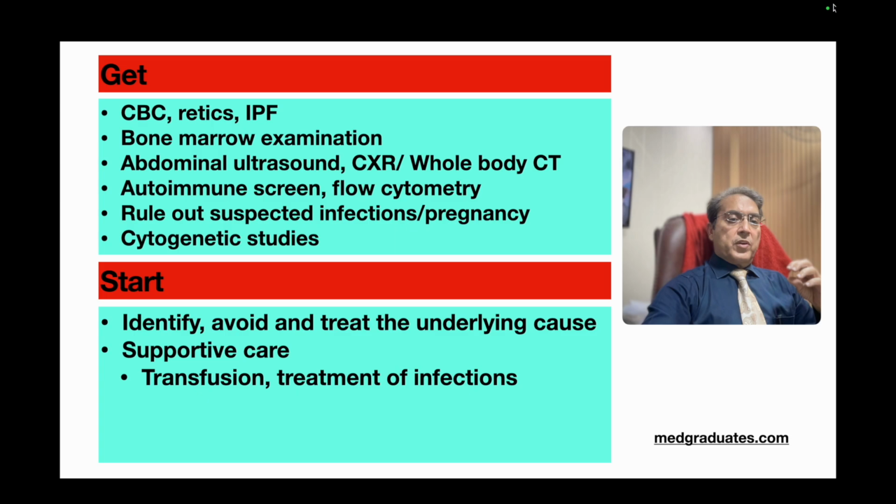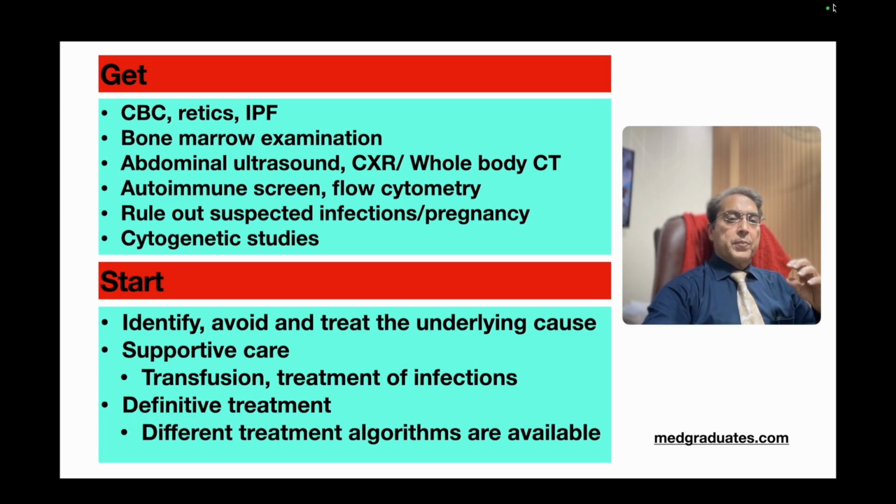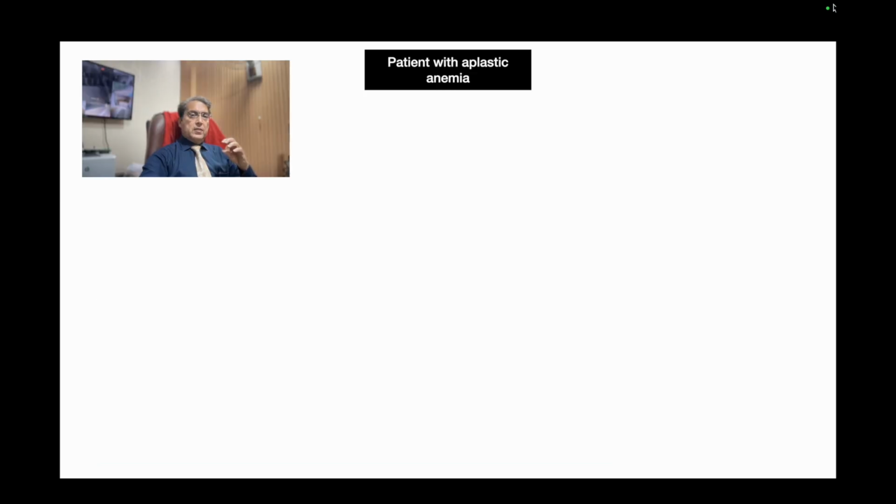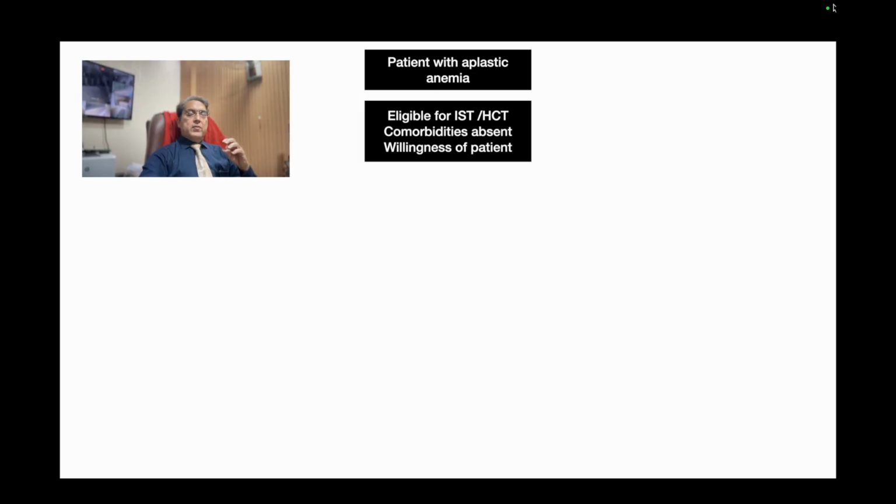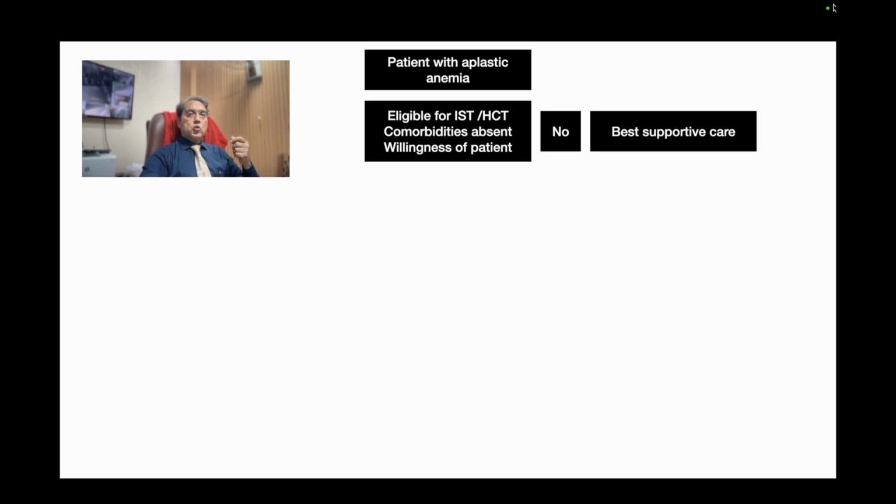Patients may require supportive care, which is transfusion and very aggressive treatment of infections. For definitive treatment, many algorithms are available. We just go for a simplified algorithm of what you do when you get a patient with aplastic anemia. With a patient of aplastic anemia, look if the patient is eligible for immunosuppressive therapy or hematopoietic stem cell transplantation: comorbidities are absent, willingness of the patient, check all these. If they are not present, go for supportive care, that is transfusions and control of infection.